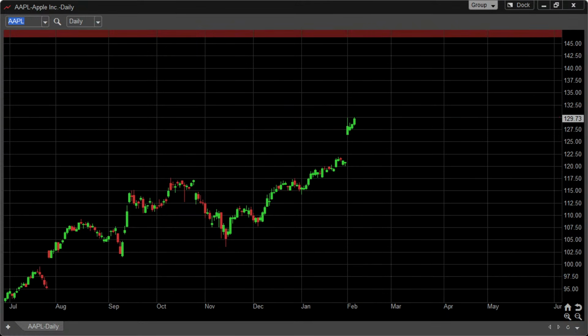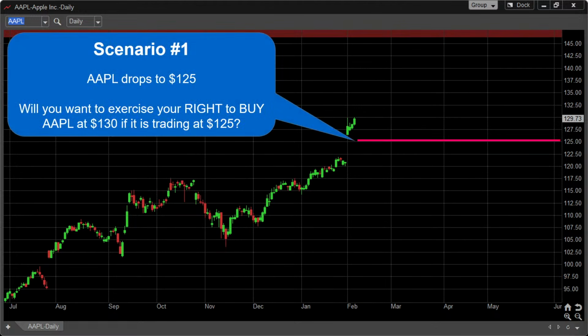So let's look at the same two scenarios. Get your thinking cap on. You're now the owner of a call and Apple drops. It is now down to $125. Would you want to exercise your right to buy Apple at $130 if it's trading at $125? Everybody's saying no, except there's one yes in there. Well, the answer is no, right? You're not going to want to exercise your right to buy something at a higher price when you could just go out to the open market, and if you really wanted it, buy it at a lower price.